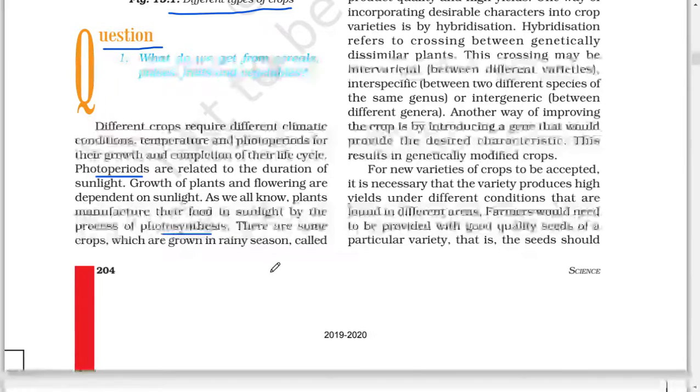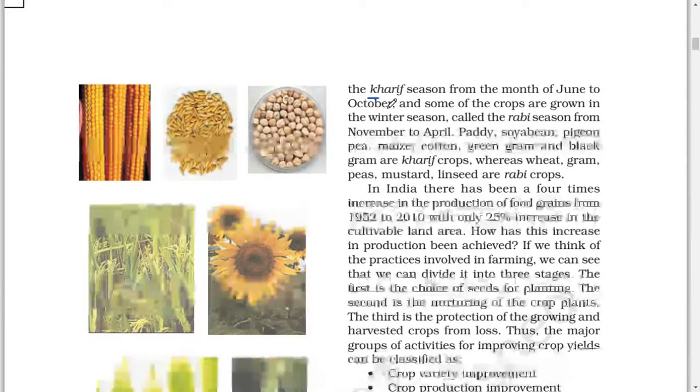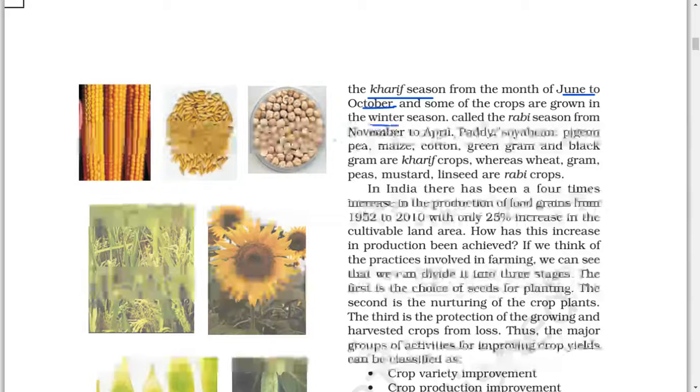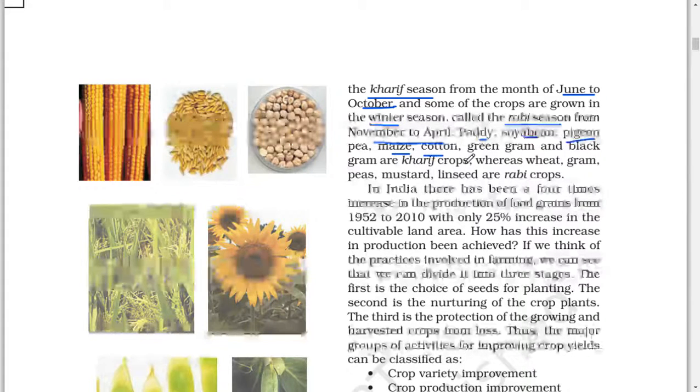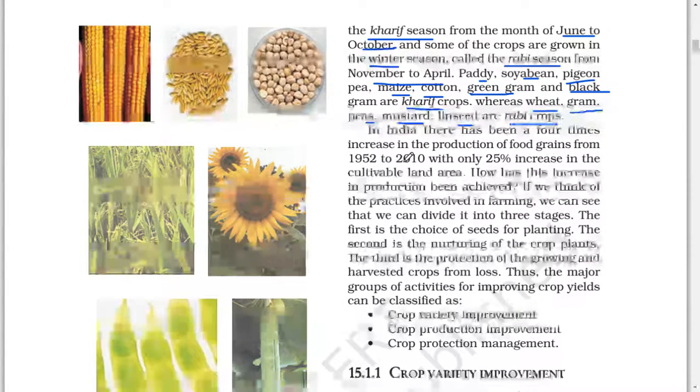There are some crops which are grown in the rainy season, called the Kharif season, from the month of June to October, and some crops are grown in the winter season, called the Rabi season, from November to April. Paddy, soybean, pigeon pea, maize, cotton, green gram and black gram are Kharif crops, whereas wheat, gram, peas, mustard, linseed are Rabi crops.